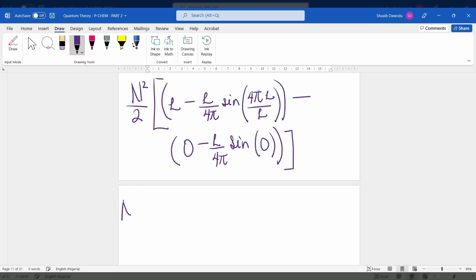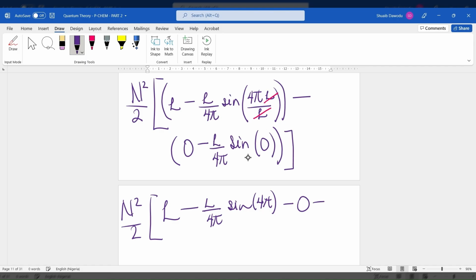yeah, let's rewrite. So that would be n squared over 2 times L minus L over 4 pi, and then you have sine. So here you see, cancel out the L here, cancel out the L here, so you end up with sine 4 pi, okay? So I'll simplify our work, minus 0 minus L over 4 pi sine of 0. Sine of 0 is just 0, so everything here will just be equal to 0. So I'm just going to say minus 0 here.